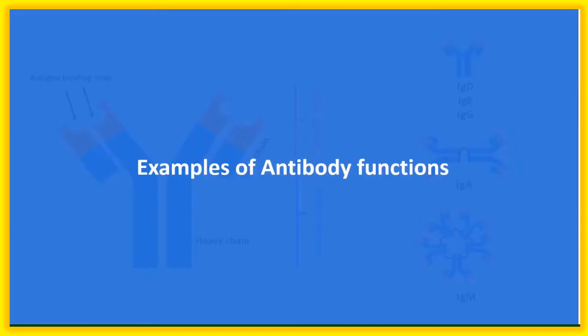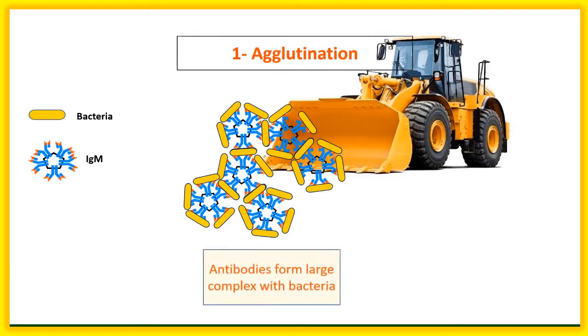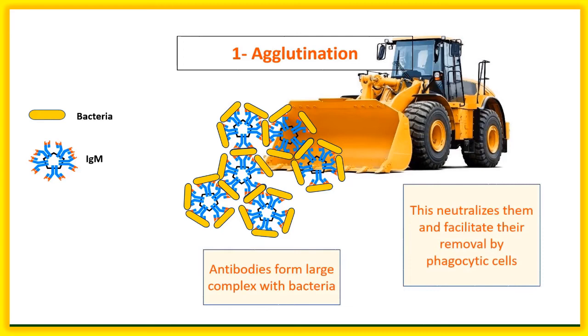Now we will have examples of antibody functions. Firstly, agglutination. Here, the antibodies form a large complex with bacteria. This complex neutralizes the bacteria and facilitates their removal by phagocytic cells.